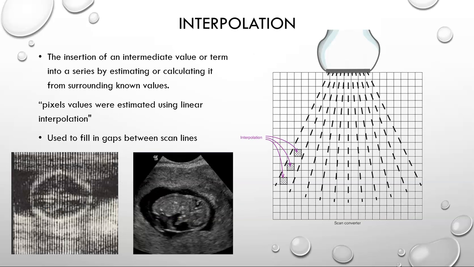Interpolation is a technique in which the areas between the scan lines are filled in with information that is simply guessed at or interpolated from surrounding values. The insertion of an intermediate value or term in a series by estimating or calculating it is known as interpolation. Pixel values in our images can be interpolated and used to fill in gaps between scan lines.